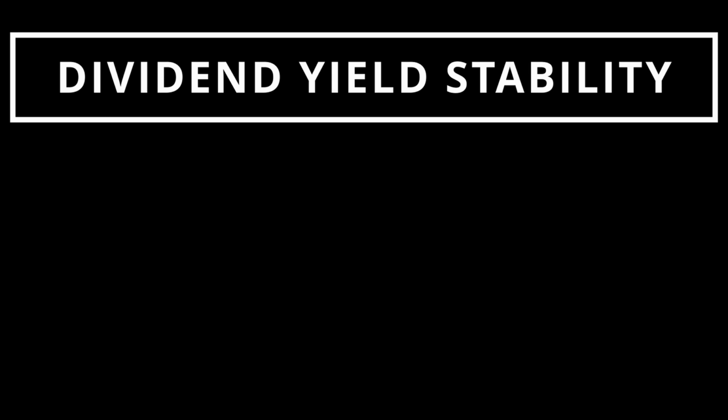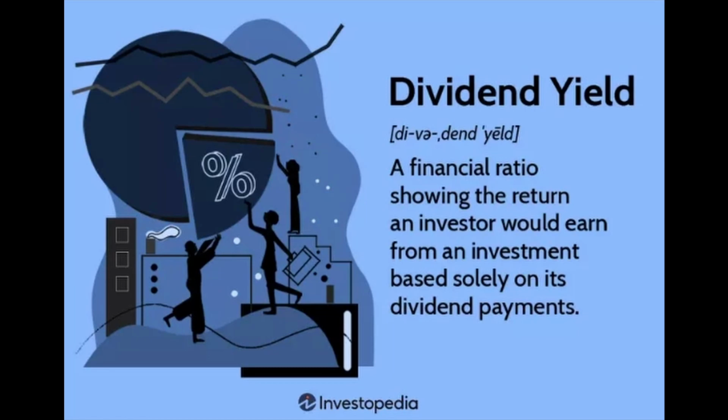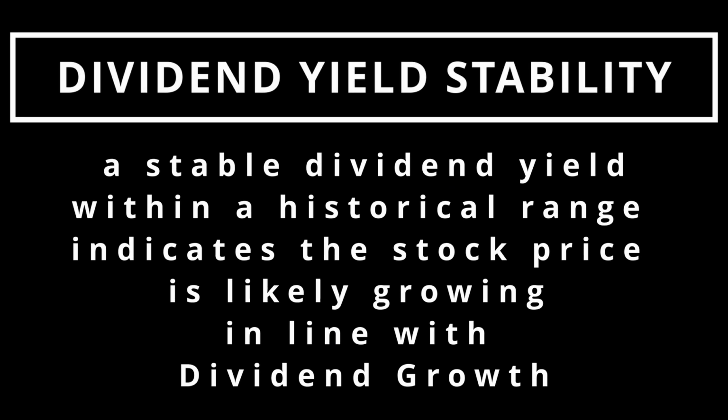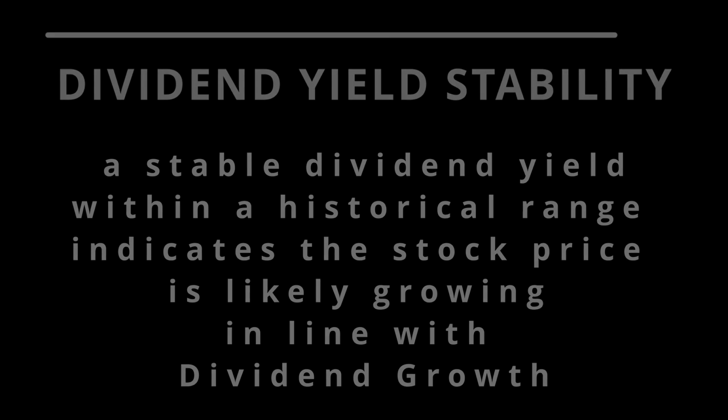Let's pause for just a moment to describe dividend yield for any new investors. Essentially, it's the dividend rate, which is set by the board of directors, divided by the current share price. As it relates to the dividend triangle, a stable dividend yield within a historical range indicates that the stock price is likely growing in line with dividend growth.